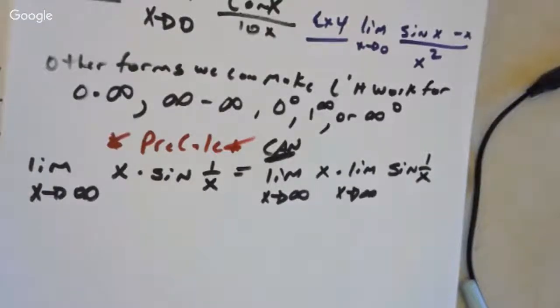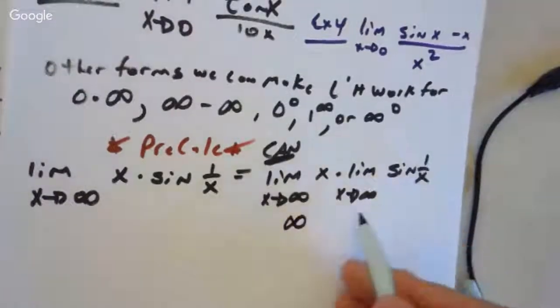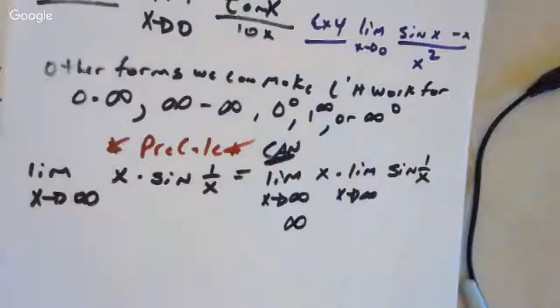Now, question to you guys. The limit of x goes to infinity of x is going to go to what? It's going to go to what? Infinity, right. 1 over infinity is going to get really close to what? 0. What's the sine of 0 going to?